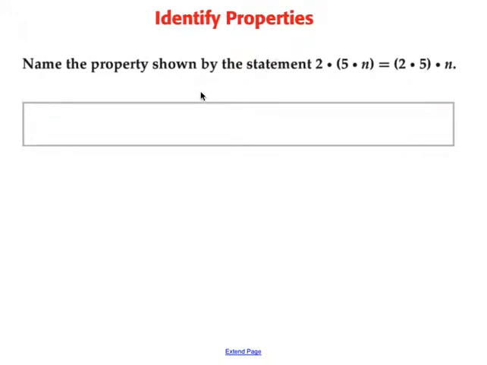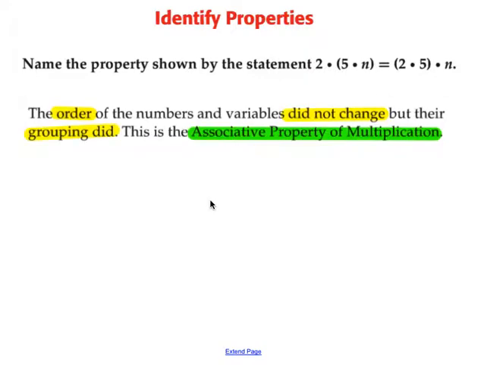So this one says to name the property shown by this statement. Well, if we take a look, what's happening? Are we changing the order? We have 2, 5, and then n, 2, 5, and then n. So we didn't change the order here, but we did change the grouping. On the left side we grouped the last two together, but on the right side we grouped the first two together. So if we go back to the last slide, when we deal with changing the grouping of things, that is our associative property.